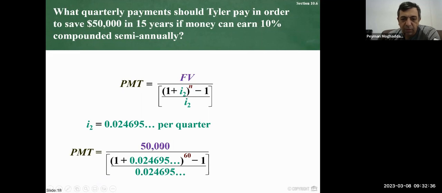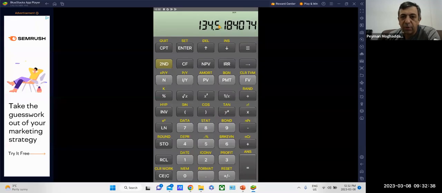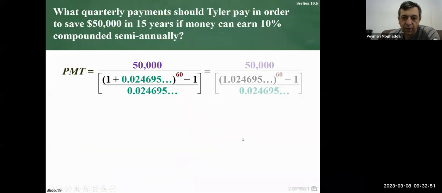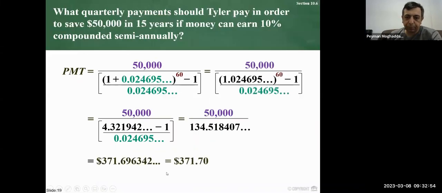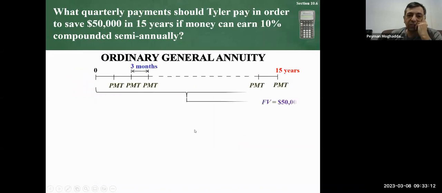So the whole thing, $50,000, has to be divided by this guy, okay? So I'm going to store it in number 2. So $50,000 divided by recall 2 is equal to 371.61. And if you round it to two digits, 371.70, okay? And that's pretty straightforward, right?